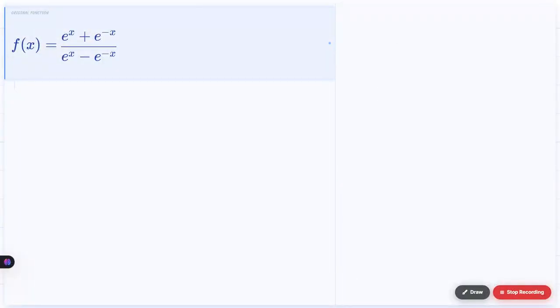We look at the function of f equals e to the power of x plus e to the power of negative x, divided by e to the power of x minus e to the power of negative x. We do this to see our starting problem. This is the math rule we must follow.